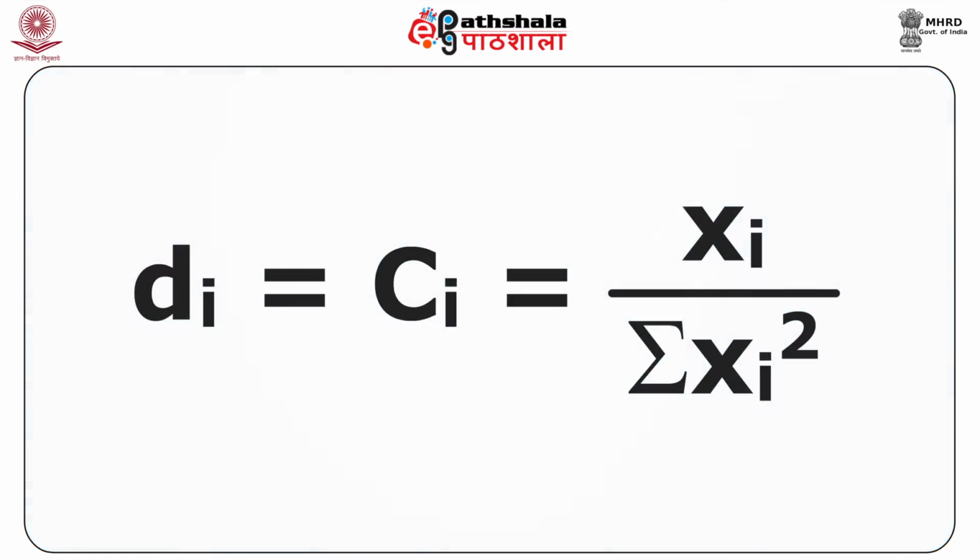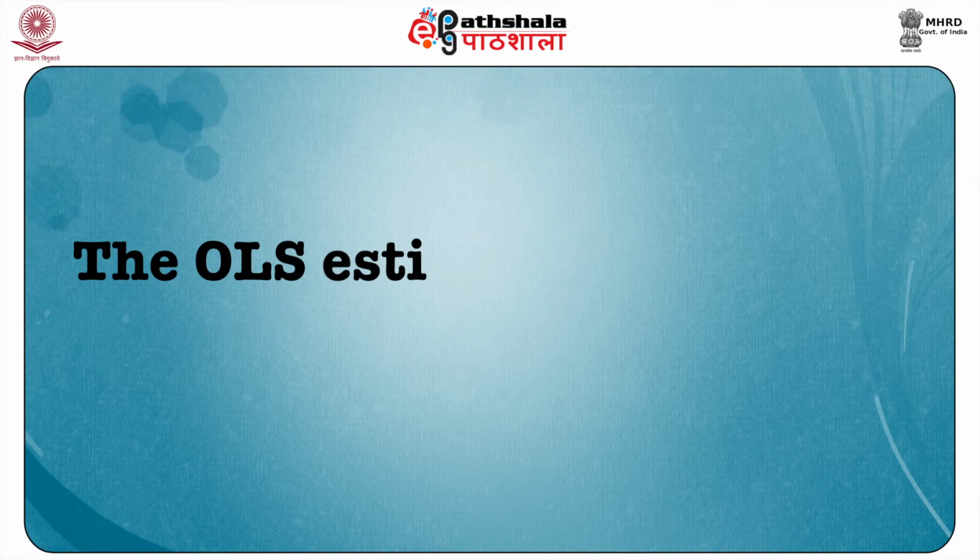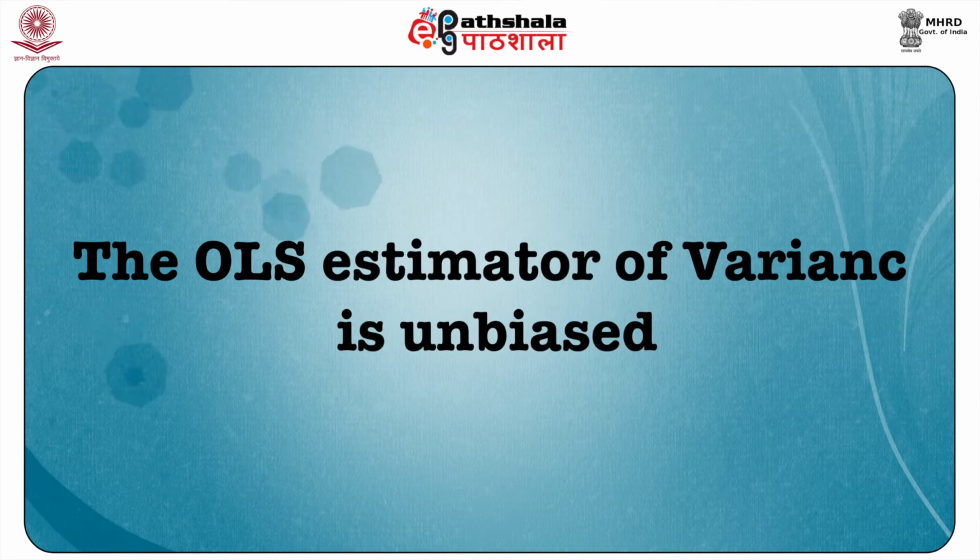The variance of alpha 1 would be equal to variance of b1 only in the limiting case, that is, when di is equal to ci is equal to xi divided by summation xi square, as in the case of OLS estimators. Therefore, one can conclude that OLS estimators have the minimum variance amongst all the class of linear estimators, and therefore they are efficient. OLS estimator of variance is unbiased.